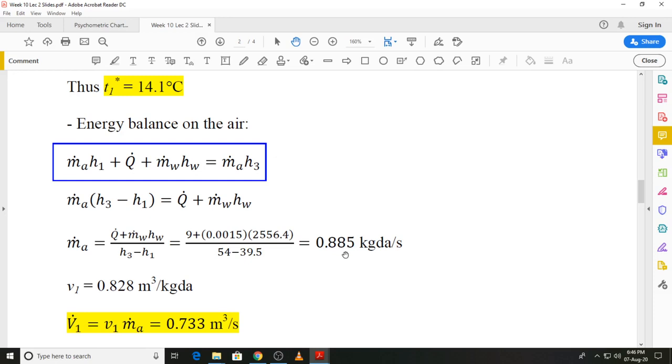Another thing that we will need is the specific volume, and again from the psychrometric chart, because we have already located state 1, the specific volume is obtained as 0.828 meter cube per kilogram dry air. And then finally, the volume flow rate at the inlet to the room will be the product of the specific volume and the mass flow rate, and that comes out to be 0.733 meter cube per second.